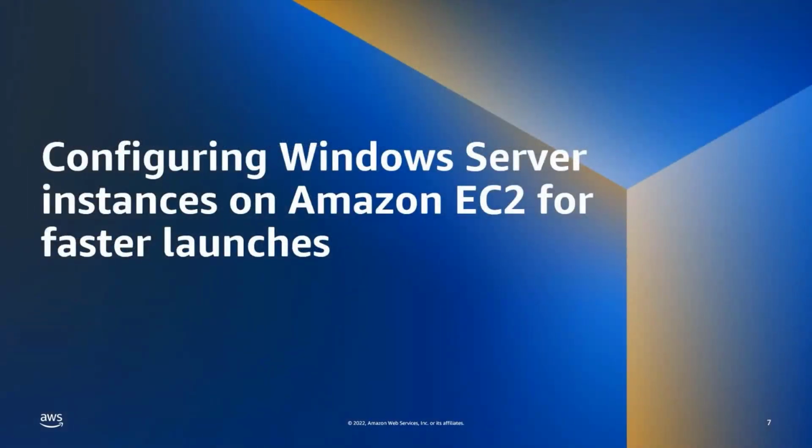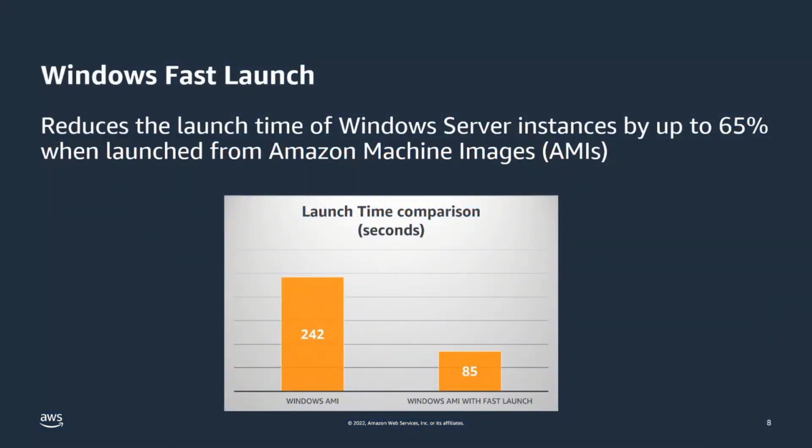So let's talk a little bit about how you can configure your Windows Server instances on EC2 for faster launching. As you know, Windows Server OS launch times can be a source of costly delays while provisioning resources for mission-critical workloads and recovery processes. While we've been offering fast launches for AWS offered AMIs and continue to improve launch times for instances created using these AMIs, launches done using customized images often don't have the same launch times.